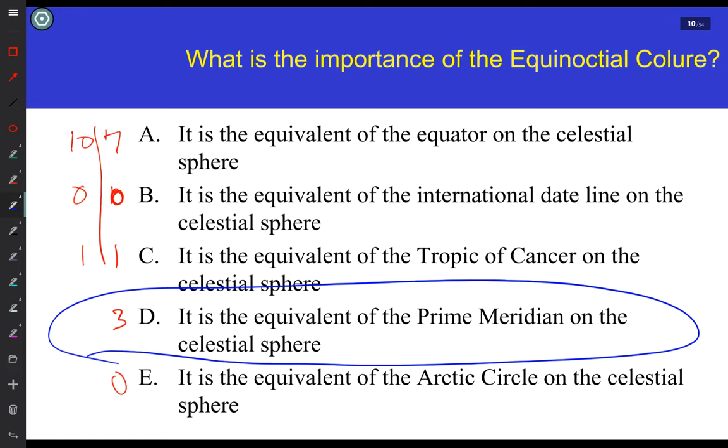Okay, so it's the prime meridian. It's a meridian. Remember, that's the line that goes from the north celestial pole to the south celestial pole that goes through the vernal equinox. For sure it's vernal. And that's where we measure zero right ascension from. We measure our longitudes from the prime meridian. We measure our right ascensions from the equinoctial colure. So that's the importance of it. And like I said, that's part of the lab final. It's something you need to know.